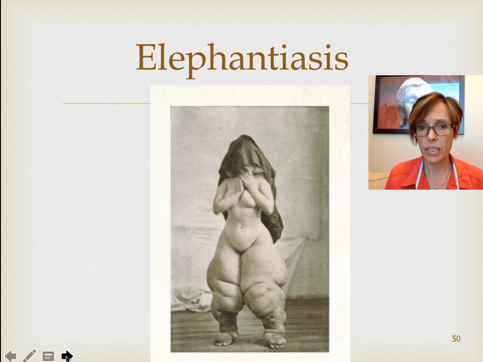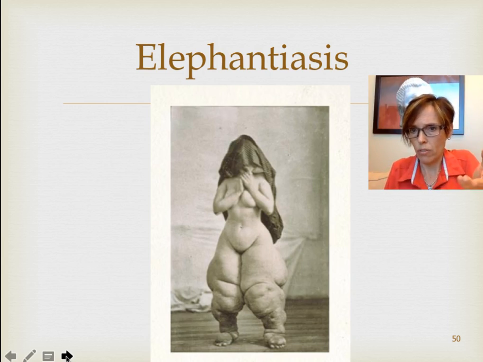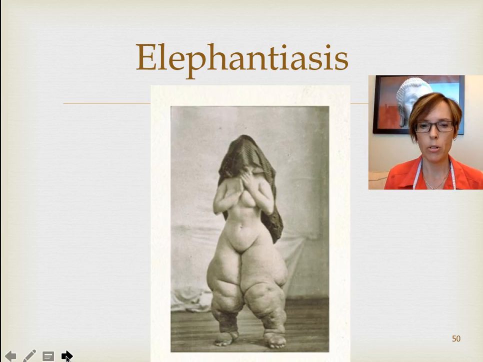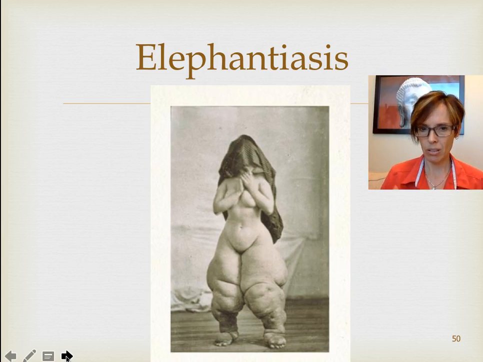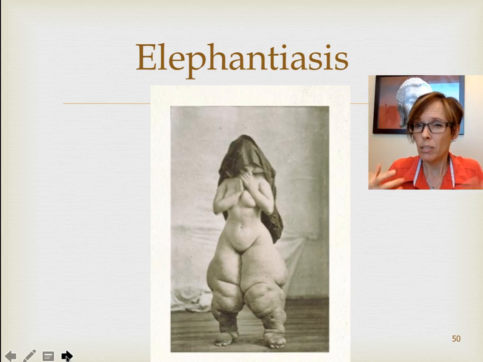Elephantiasis is a horrible condition. If you take a look at this image, this is one of the first known images of an individual with elephantiasis, and that doesn't mean it hasn't existed for a very long time. This is just the first photograph of a person with it. You can see from the waist up, she looks very healthy and normal, but from the waist down, you see these deformed legs.